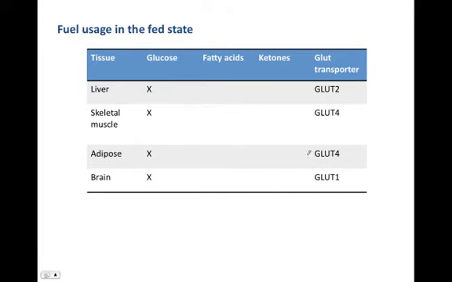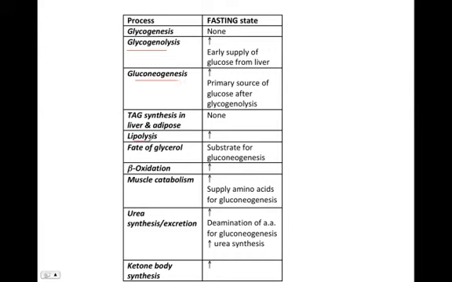Now let's transition to the fasting state. Under fasting conditions, glucagon is elevated. Cortisol and epinephrine may also be elevated under these conditions. Activation of these hormones stimulates glycogenolysis, gluconeogenesis, lipolysis, beta oxidation, muscle catabolism, and ketone body synthesis.